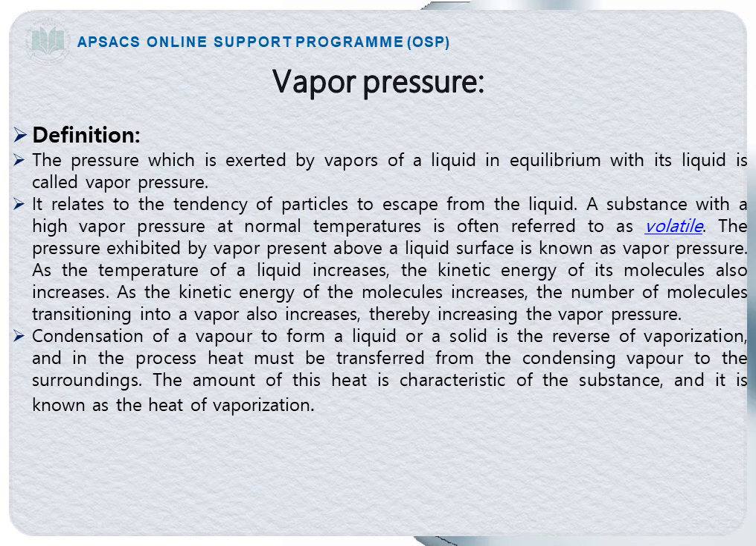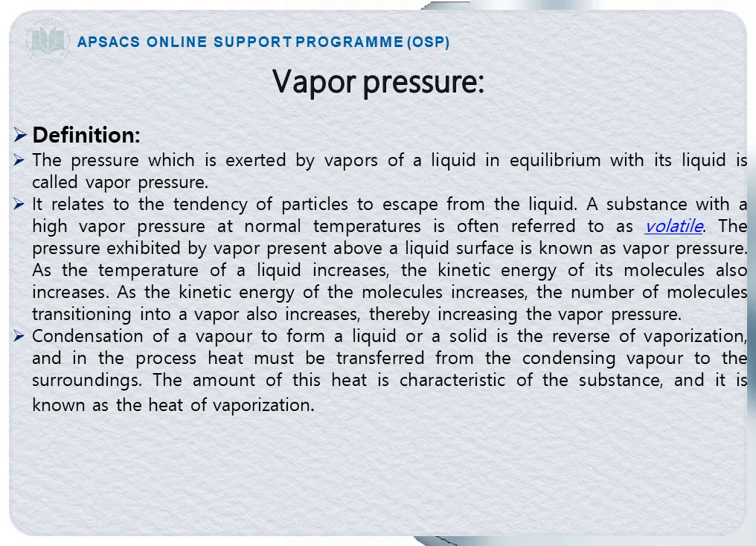Vapor pressure. Definition. The pressure which is exerted by vapors of a liquid in equilibrium with its liquid is called vapor pressure. It relates to the tendency of particles to escape from the liquid. Actually, vapor pressure is the measure of extent of vaporization of liquid molecules. A substance with a high vapor pressure at normal temperature is often referred to as volatile.